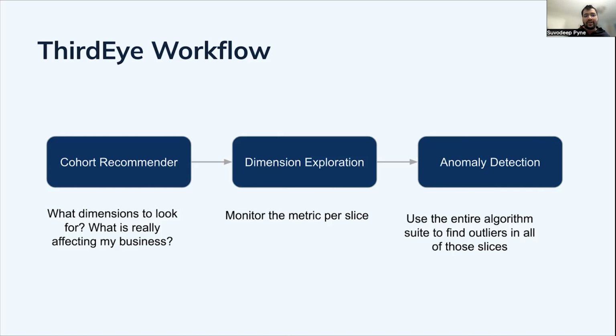So the cohort recommender is actually a tool which gives you the ability to figure out what kind of dimensions are important to you based on the business conditions that you can apply on top of the metric, and based on that, we'll be generating those dimensions. These dimensions will get fed into the dimension exploration piece, and then we'll go ahead and do our anomaly detection as well.